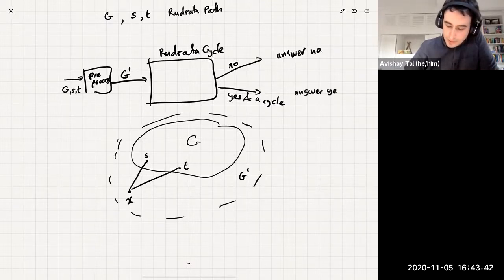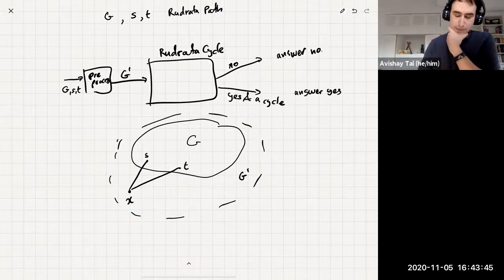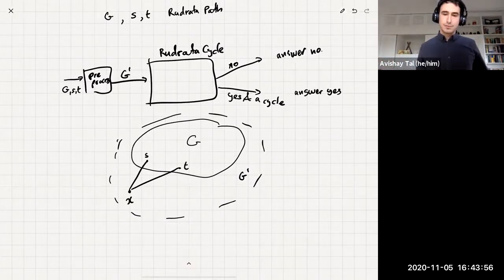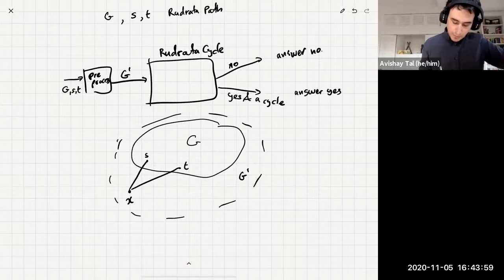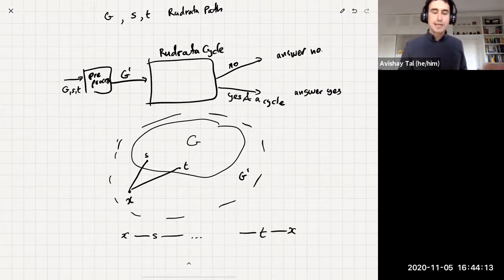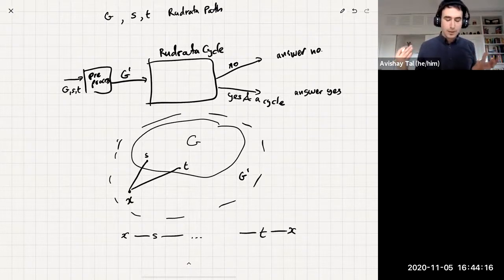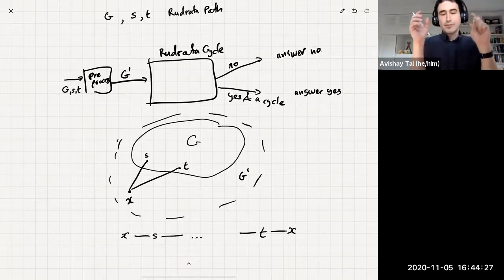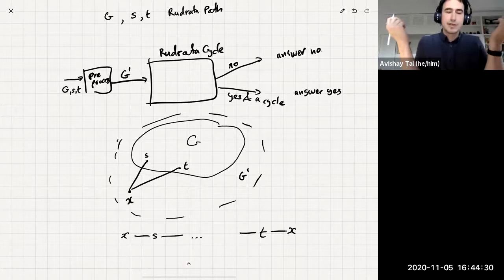And then the question is, what would be the path? So let's look at it. Let's assume that there's a Rudrata cycle in this graph G prime. So it's a cycle that visits every vertex once. In particular, it must visit X once. So the cycle would be maybe X going to S, going to something else, going to something else. Eventually, we would reach T, and then we have to go back to X. So every cycle would have this structure. Why is that? Because X is only connected to S and to T. So there's only two edges touching X. And in a cycle, every vertex must touch two edges. So we must use these edges.